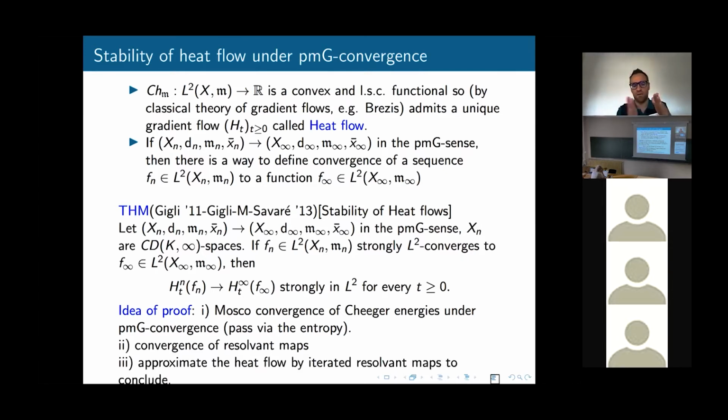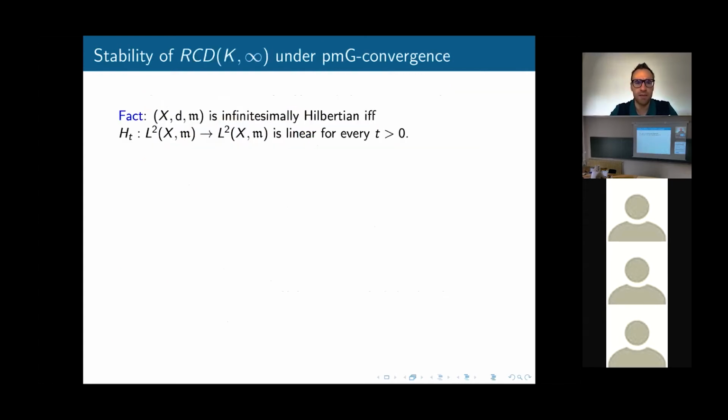Now, once you have the convergence of the resolvent maps, you approximate the heat flow by discretizing in time, so by iterating resolvent maps, and you conclude. Okay, so the proof is actually quite complicated, but I just wanted to give a few key ideas for people who are interested. So this is the stability of heat flows in L2.